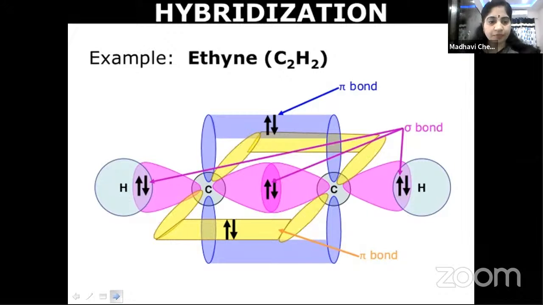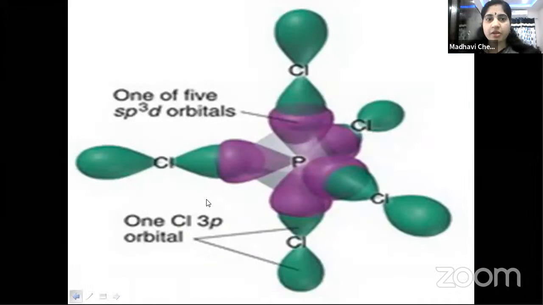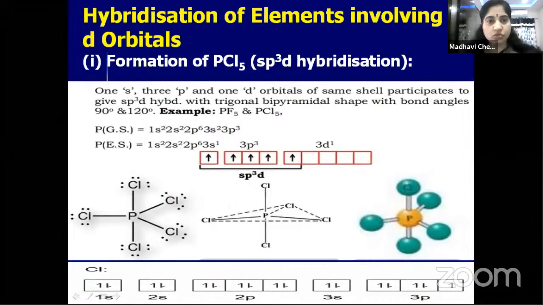Next one is hybridization of elements involving d orbitals. So in that we'll see formation of PCl5. So hybridization of elements involving d orbitals, sp3d hybridization. So one s orbital, three p orbitals and one d orbital. Once they overlap and they intermix together, they form how many sp3d hybrid orbitals? So because here five atomic orbitals are intermixing, so that's why we'll get 5 sp3d hybrid orbitals.